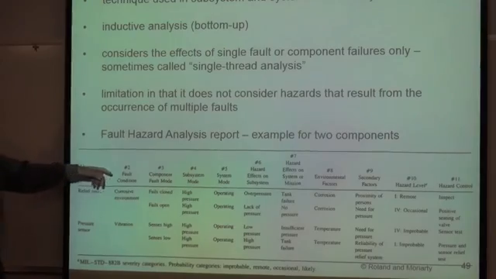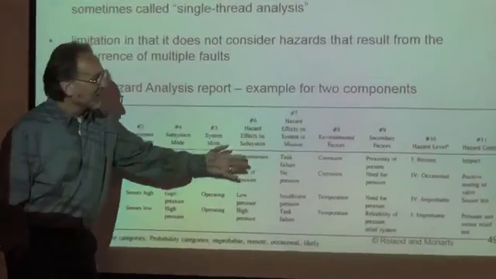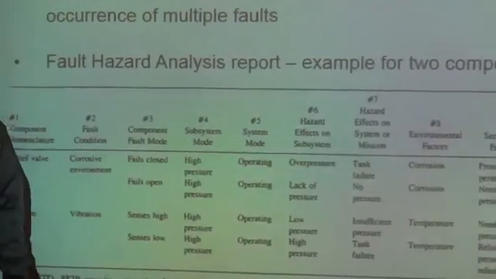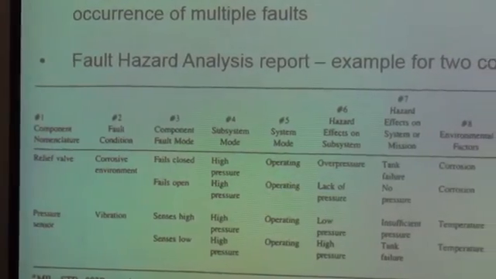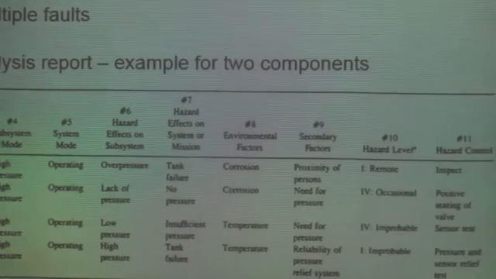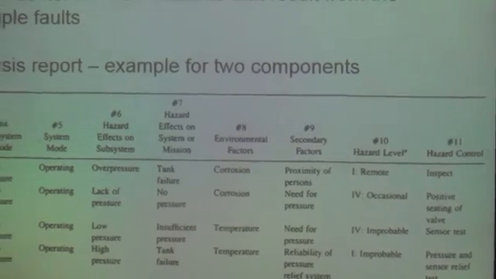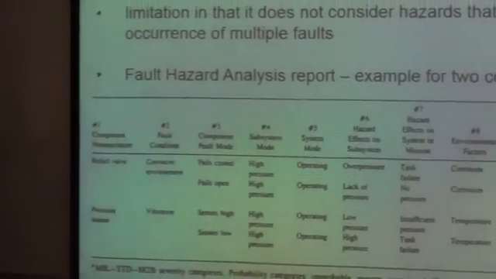Component nomenclature, fault condition, component fault mode, subsystem. I mean, this is basically an FMEA with a lot more categories built into it. And you'll see this over and over and over. They take variants and they make it different in some very small way and then give it a different name.